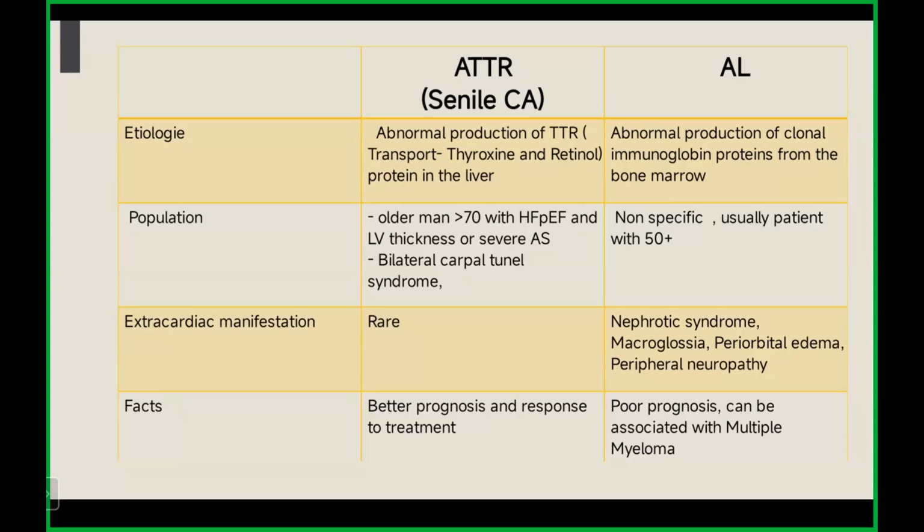So AL amyloidosis doesn't have a specific population range. We just know that it's usually in patients who are more than 40 years old, and it has a lot of extracardiac manifestations. It can be associated with nephrotic syndrome because the amyloid can deposit in the kidney, it can deposit in the tongue and give you macroglossia. It can also deposit under the eyes, giving the patient periorbital edema, or cause peripheral neuropathy. Unfortunately, it has a poor prognosis, and as I was saying, it can be associated with multiple myeloma.